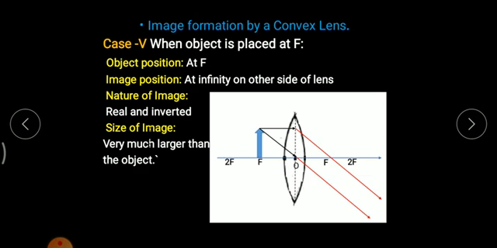and they will meet at an infinite distance. So the image position will be obtained at an infinite distance on the other side of the lens. As you can see, the image would be obtained on the other side of the lens, and the image would be at infinite distance. It is very, very larger than the object, and it would be always real and inverted. In short, whenever the object is lying exactly at focus, the image would be obtained at an infinite distance, the image would be real, inverted, and very, very larger than the object.